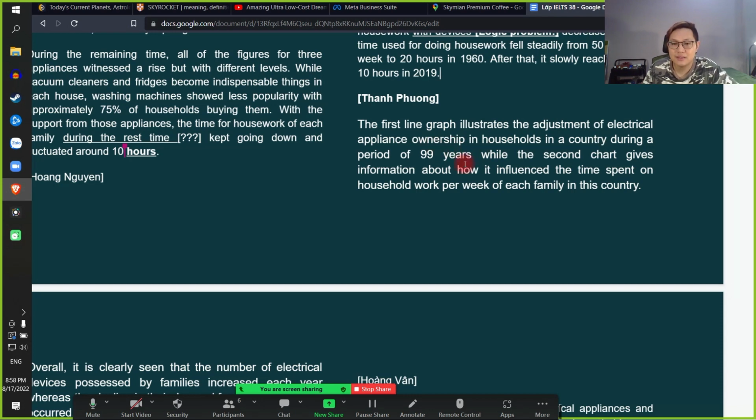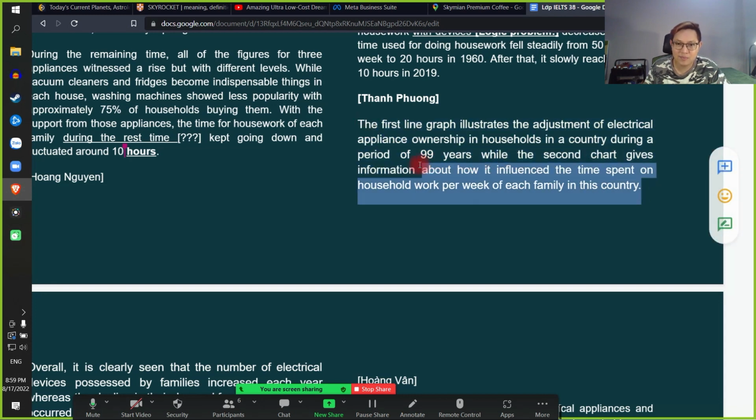Cái biểu đồ đường đầu tiên nó thể hiện được cái sự adjustment, cái sự thay đổi, biến đổi về sự sở hữu thiết bị điện. Okay, adjustment of electrical appliance ownership in households in a country during a period of 99 years. While the second chart gives information about how it's influenced. Wait. Lại vấn đề về logic nè. It's another logic problem, you see.